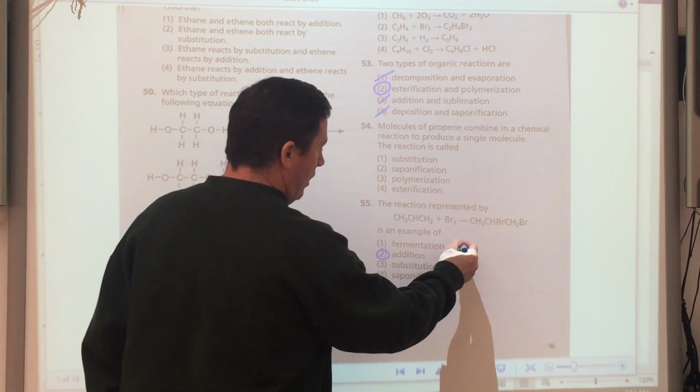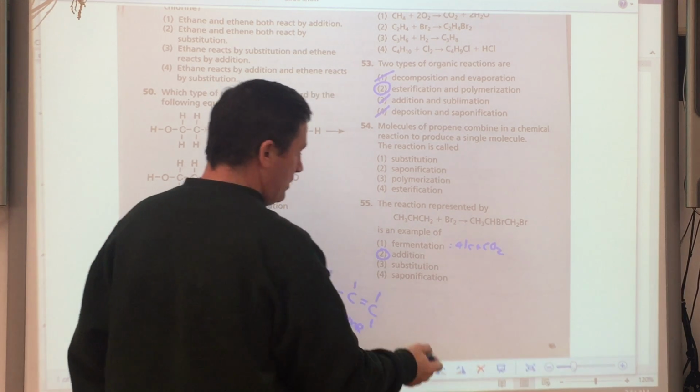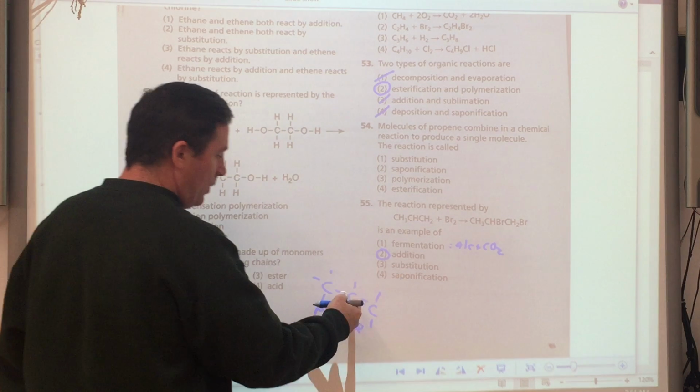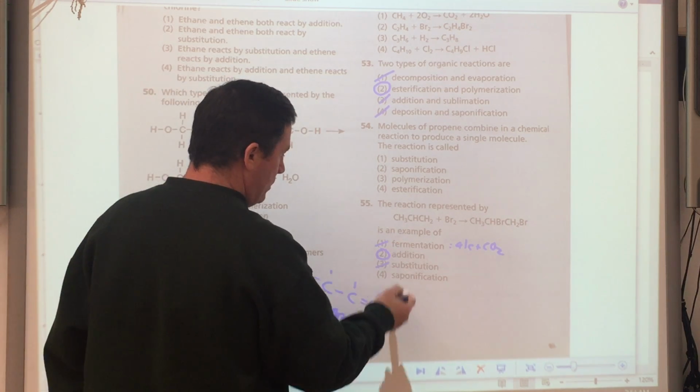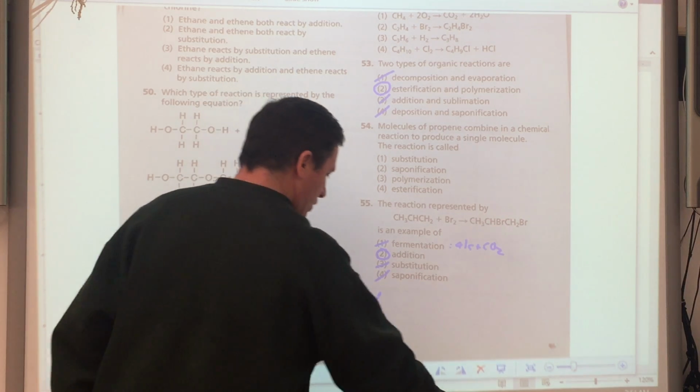Fermentation ends up with alcohol. This is alcohol and carbon dioxide as end products. Substitution, I'm going to have an alkane, so that one's out. And saponification, I'm not making soap here. There's no ester at the end.